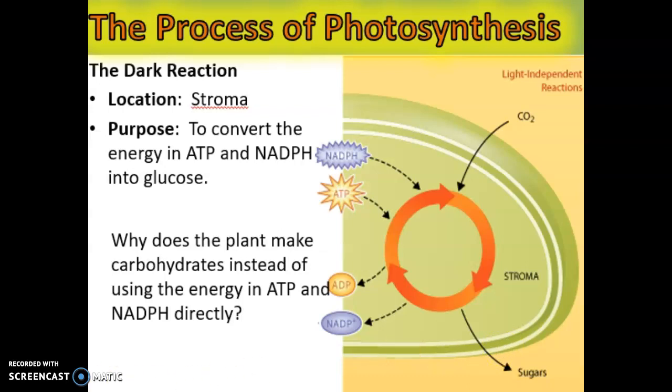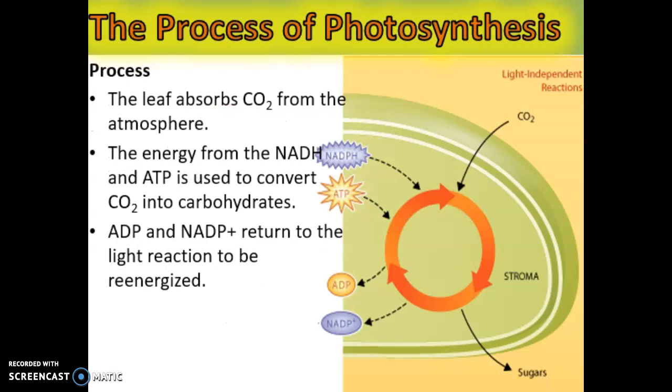So let's talk a little bit about the process. The process of the dark reaction starts when the leaf absorbs CO2 from the atmosphere. CO2 is able to enter the plant through these small openings on the underside of the leaf called stomata. At that point, you're going to take the energy from NADPH and ATP, two high energy molecules that came from the light reaction, and use them to convert the carbon in carbon dioxide into sugars like glucose.